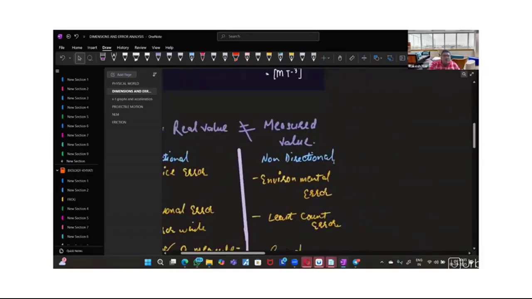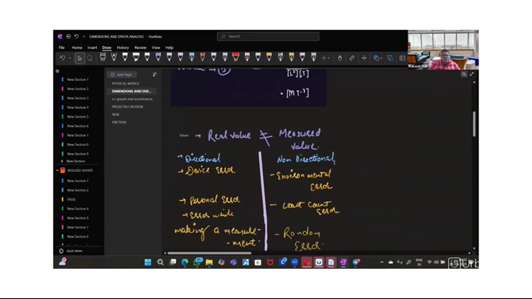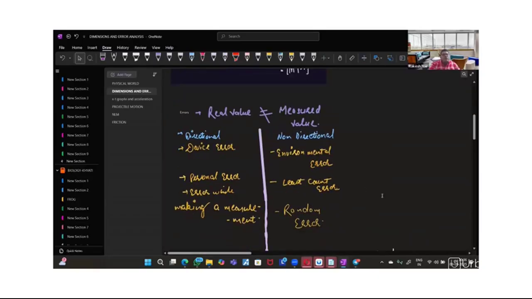What do you mean by error? To simplify, I would say that when the real value does not match the measured value of any physical quantity, you can call it an error. Now, errors are of two types. They are of two categories.